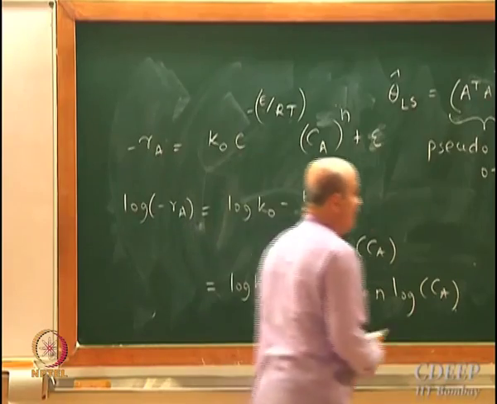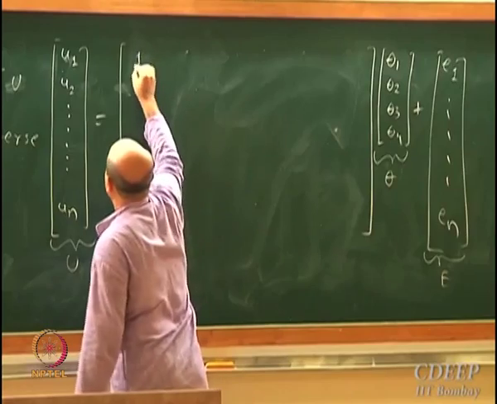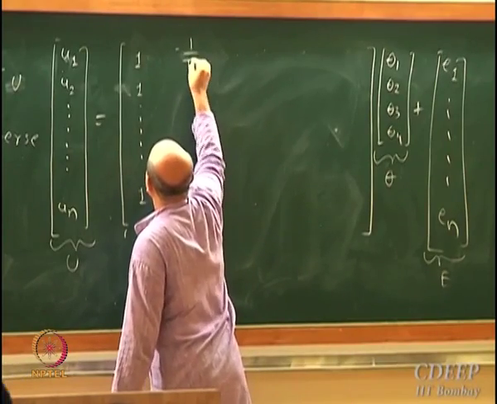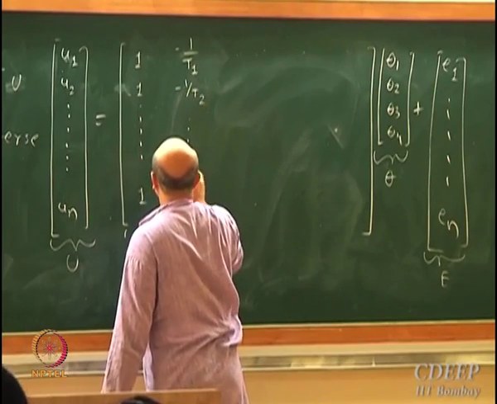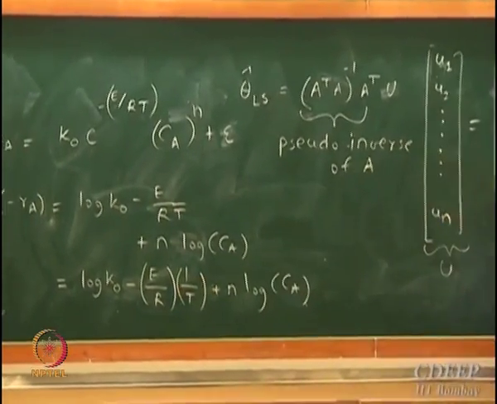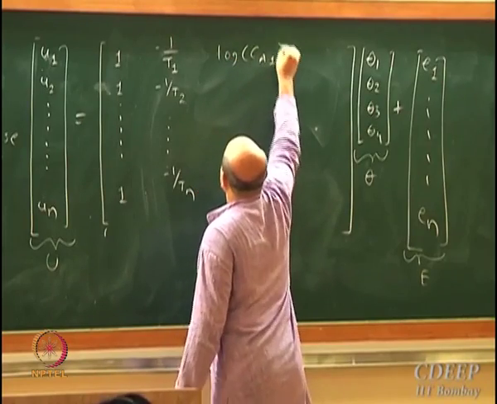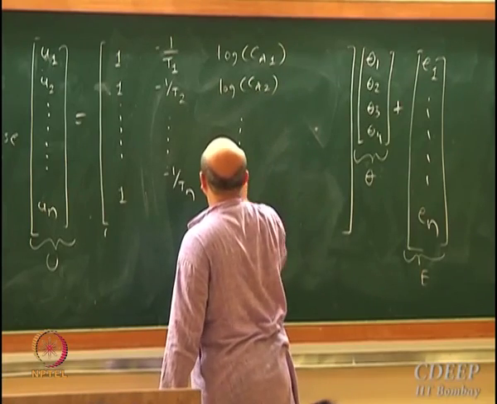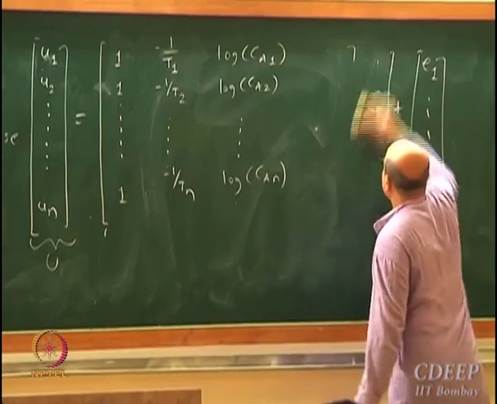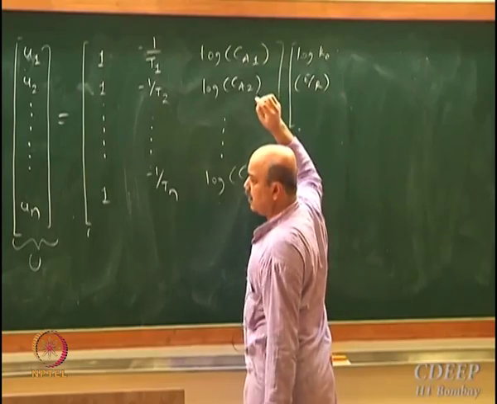Okay. So here in this matrix, what I will get is 1, 1 here, then minus 1 by T1, minus 1 by T2, minus 1 by Tn. This column is coming because of this variable 1 by T. The third column, what will be the third column? Log CA1, log CA2, actually I should write ln, natural log. And the parameters are log k naught, E by R and n.